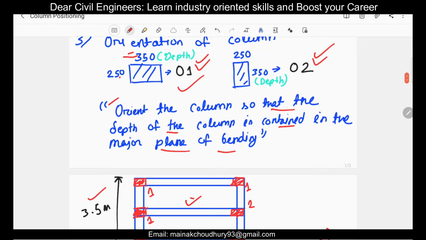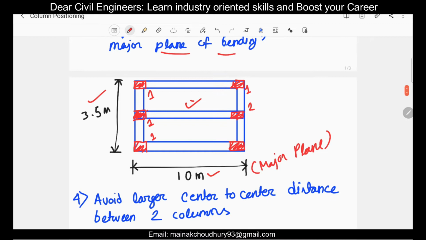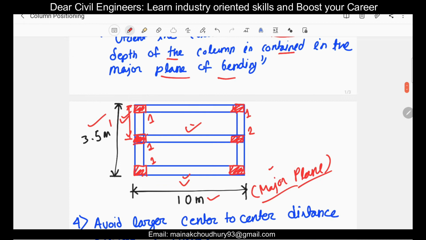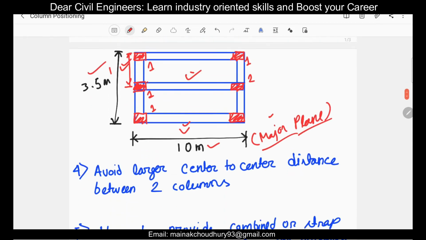But if we provide the columns along 2, then it will not be in the major plane of bending; it will be along the 3.5 meter distance. So this will be approximately 1.75 meters, which is definitely less than the other distance. So we need to look at the spans in both the planes. Whichever plane has the higher distance will be the major plane, and we will provide the orientation of the columns along the major plane of bending.